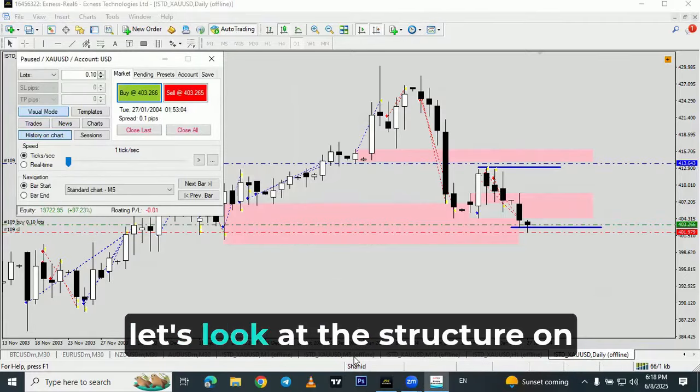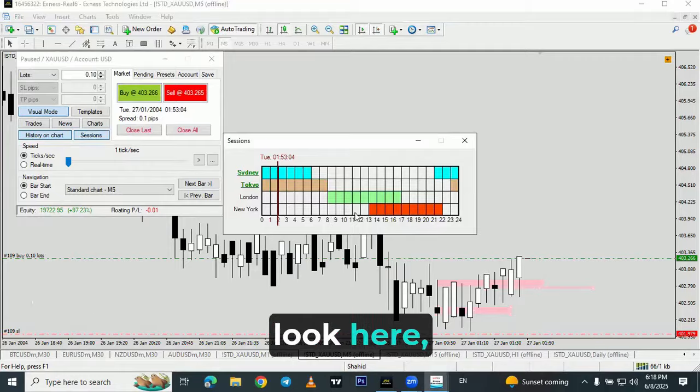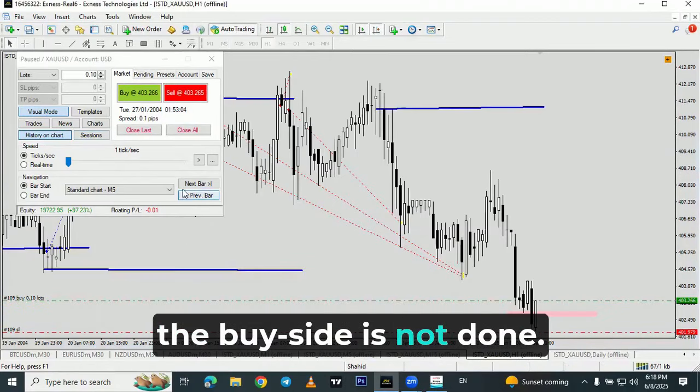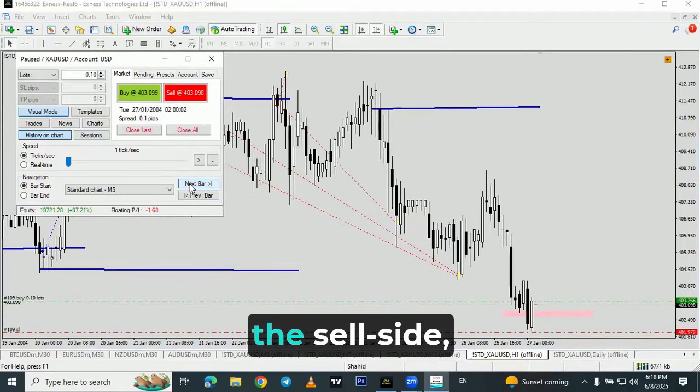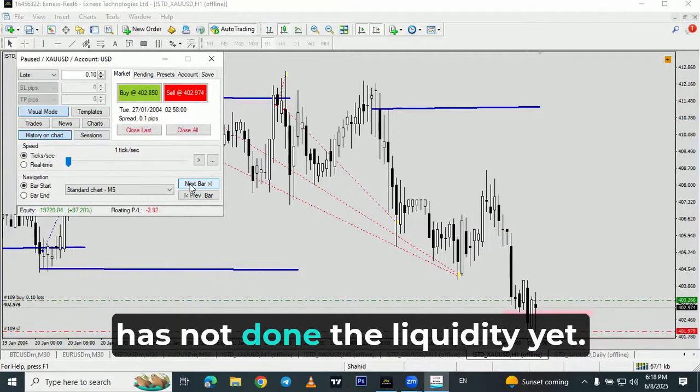We wait here. Let's look at the structure on H1. Wait for the change for the next confirmation. Look here, the structure of H1 has changed. Here the sell side is done, the buy side is not done. If you see, the market has done the sell side, the buy side has not done the liquidity yet.